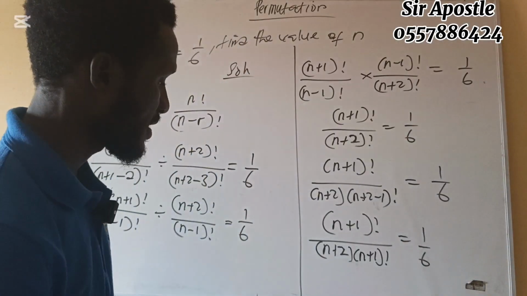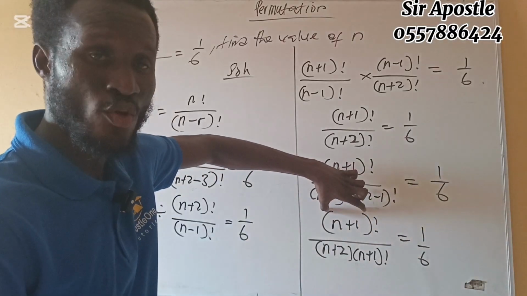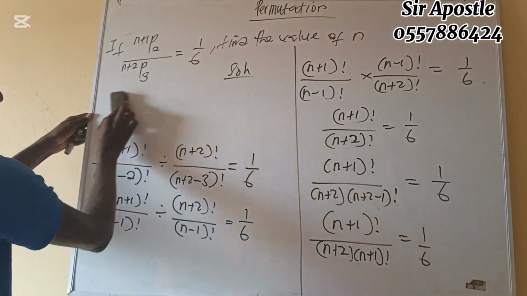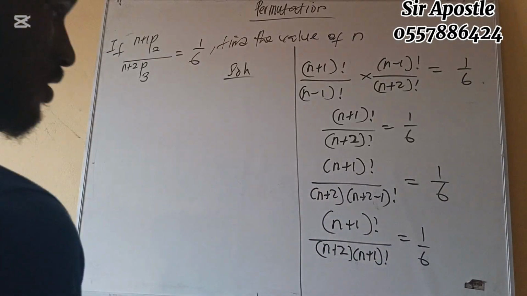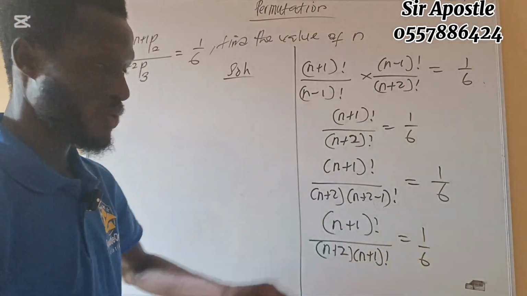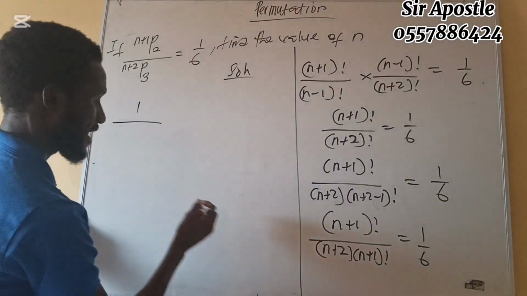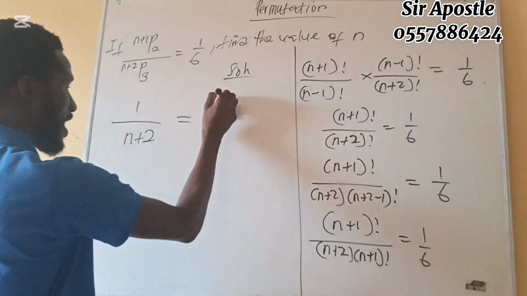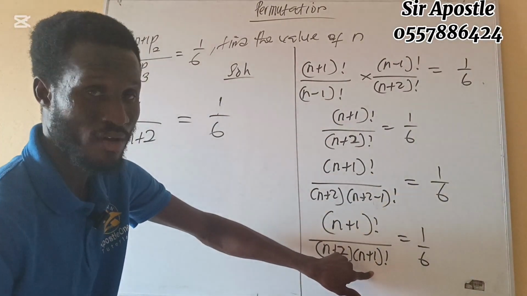Now what is going to happen here is that I have (n plus 1) factorial here, and it will cancel the numerator (n plus 1) factorial. So let me clean this one. From here, this one and this one can cancel. So I'm going to have 1 divided by the denominator, which is now n plus 2, equal to 1 over 6. Don't forget, (n plus 1) factorial cancels (n plus 1) factorial.